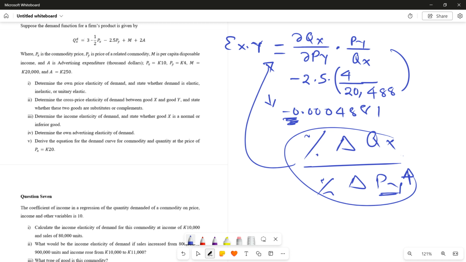So you increase the price of good Y, demand for X is also falling. So this means that the two goods are complements. They are complementing each other.